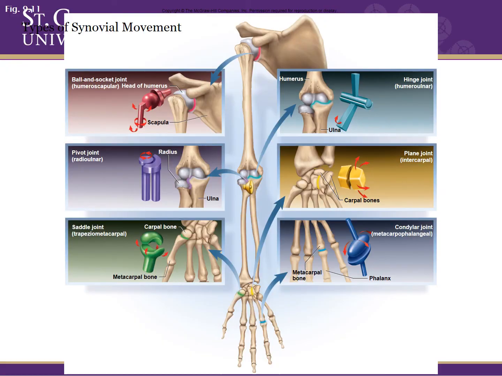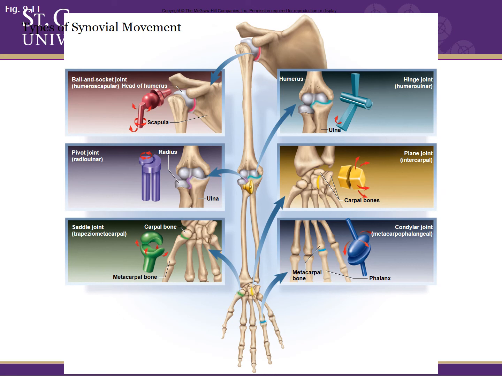Diarthroses joints come in 6 forms. 1. Ball and socket. This allows for extensive movement in multiple directions, like the hip and shoulder. 2. Hinge joints work like a hinge on a door, and only in a particular direction. Your elbow and knee are examples.